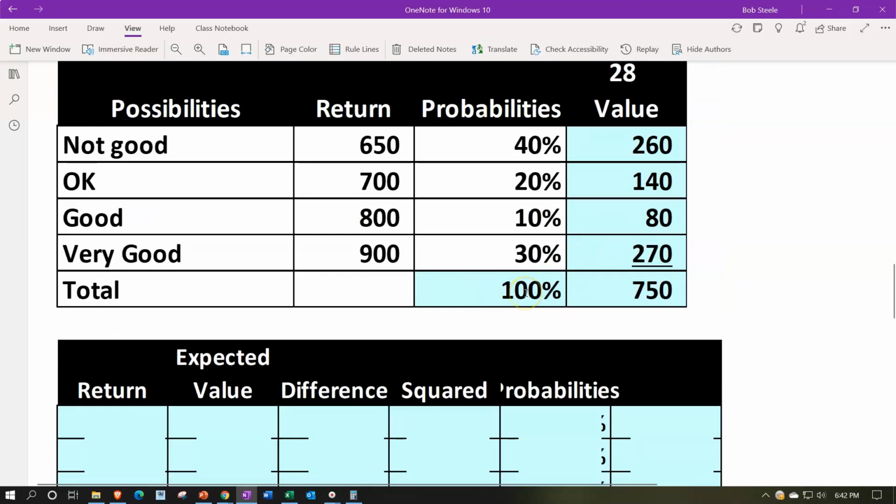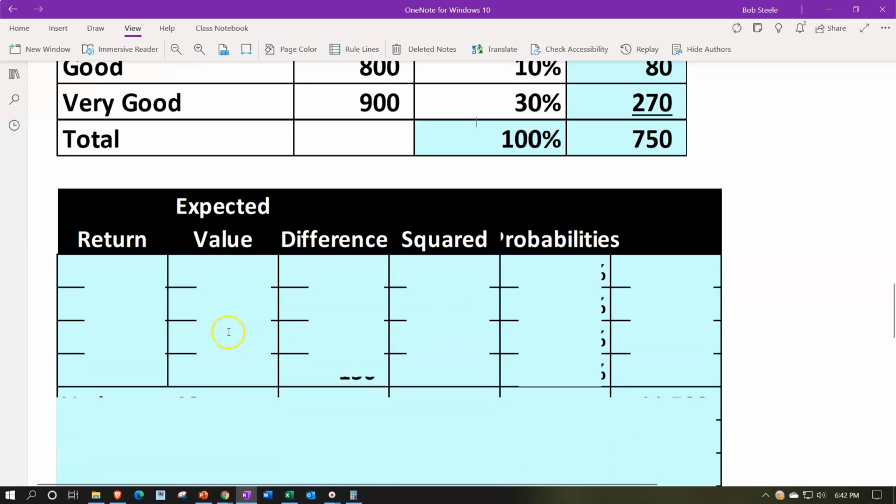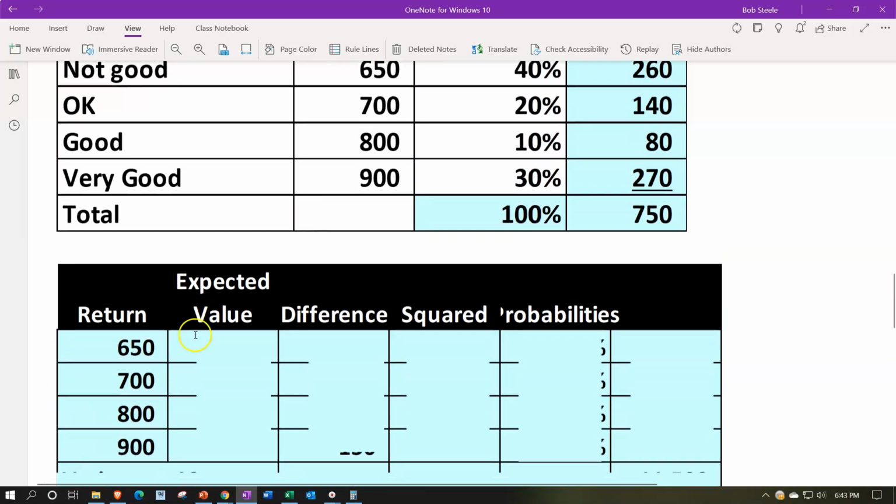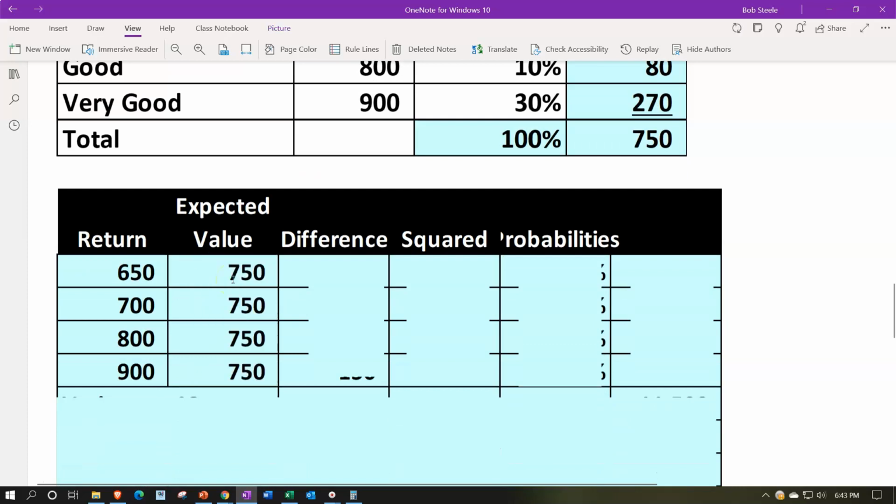And we already did this part, so that's our expected value. You will recall from when we calculated it a while ago, it was 750. Hopefully you recall that. And now we're going to go and do the second component here. So we've got our values, the 650 to the 900. The expected value, which we calculated up top, is the 750.